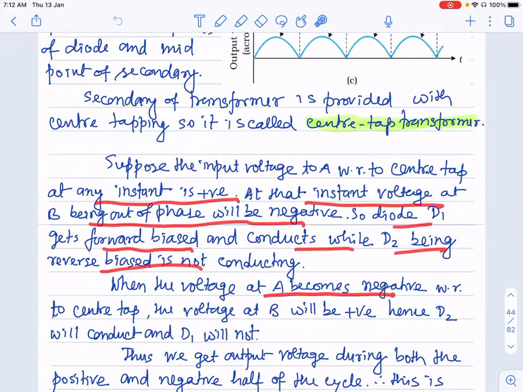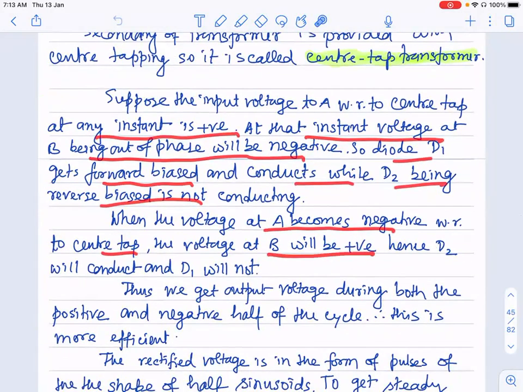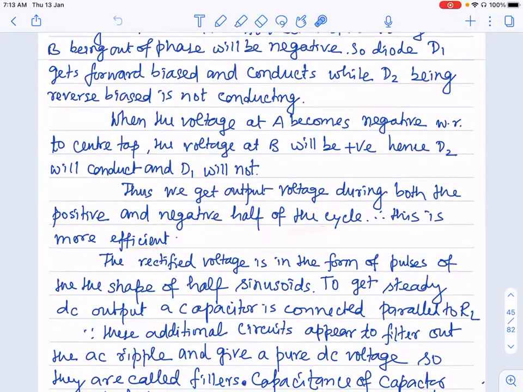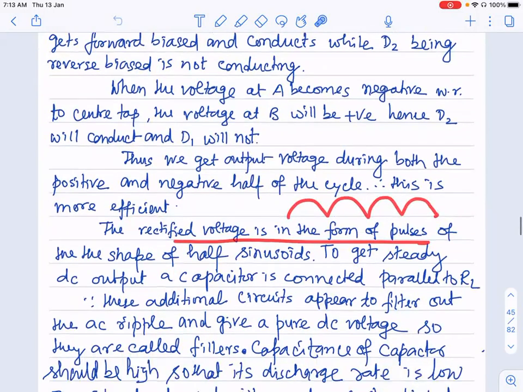When the voltage at A becomes negative with respect to center tap, the voltage at B will be positive. Hence D2 will be conducting and D1 will not conduct. Thus we get output during both the positive and negative half of the cycle. This is more efficient, we are getting output from both. We should get the supply from both halves of the complete wave. Efficiency is more here. The rectified voltage is in the form of pulses, half sinusoidal.